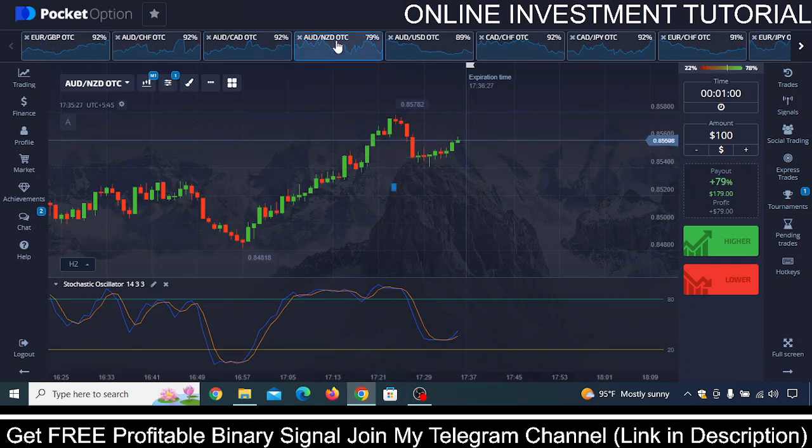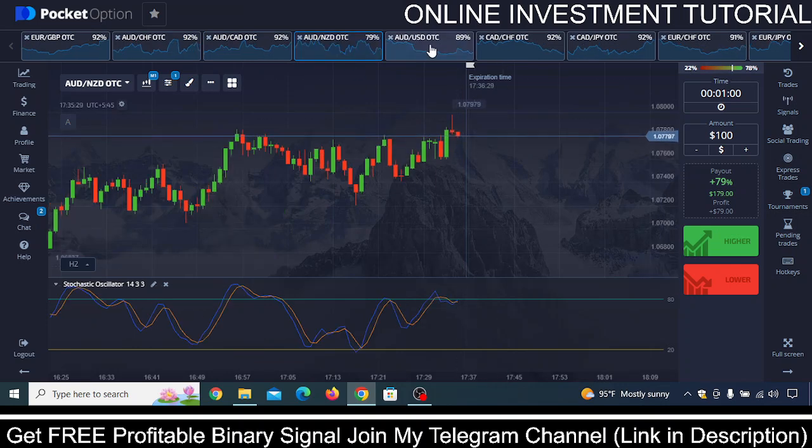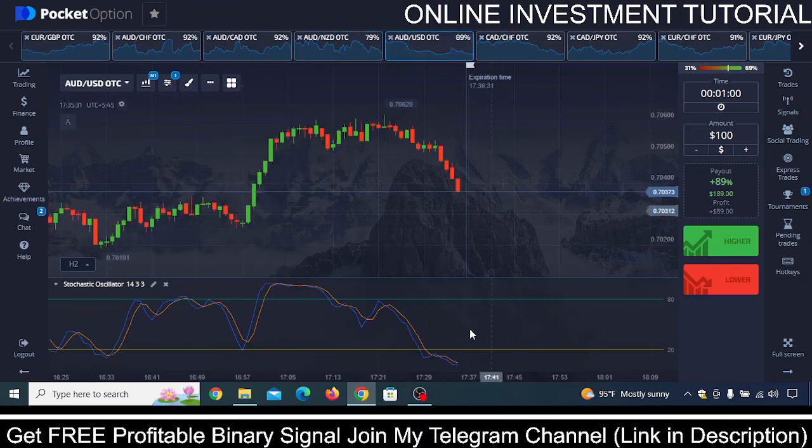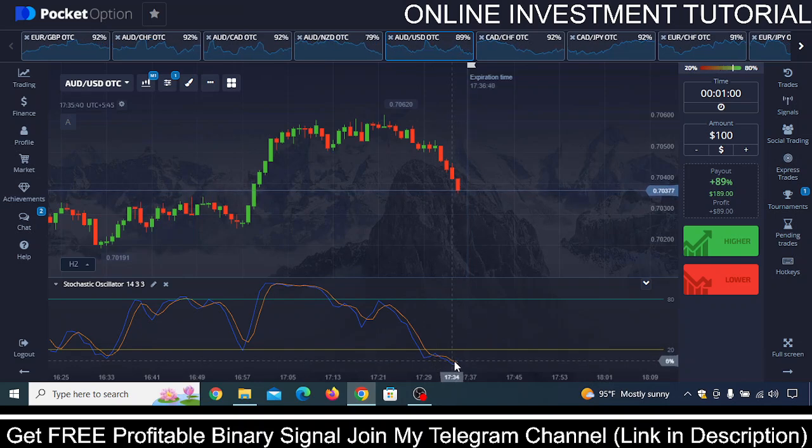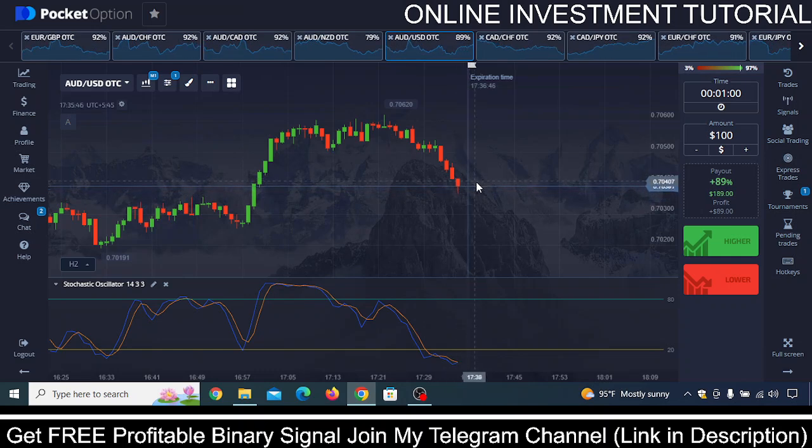So let's look at another. This is also not hovering. Here you can see it is in the oversold region. Right now what we can do is relax and wait, and whenever a candle closes on green, at that exact moment you can make a trade by clicking on lower. But we need to wait some time here to see a green candle.